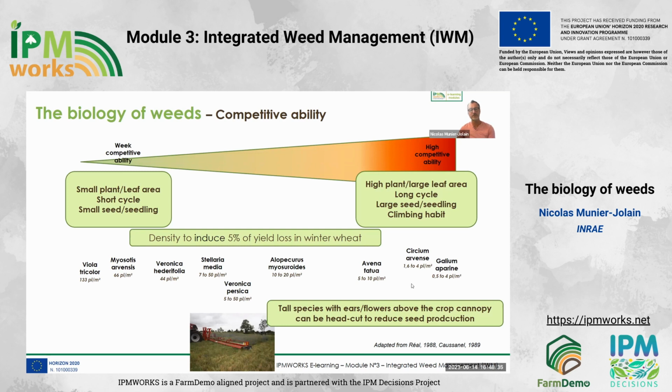One aspect which can be highlighted here is that competitive weed species, when they are very high with a long growing cycle, might have some ears and flowers that can be above the crop canopy at the end of the growing season of the crop. So this might be interesting for the technique of head cutting of those weed species to reduce their seed production. Of course, this is important for small plants with short cycle, where the technique is absolutely inefficient.